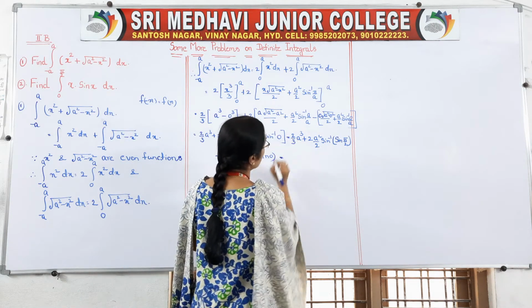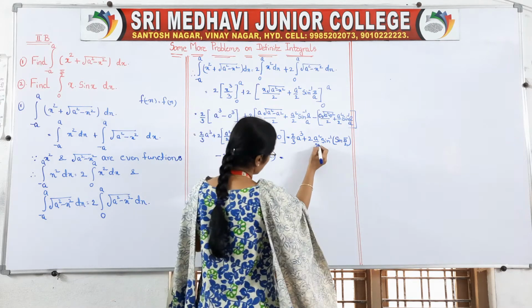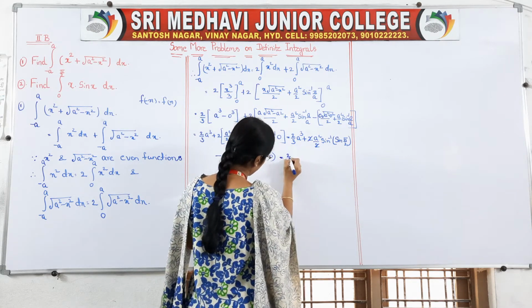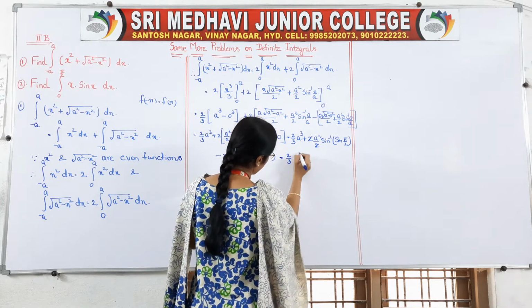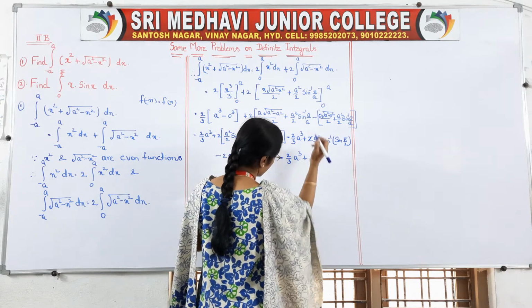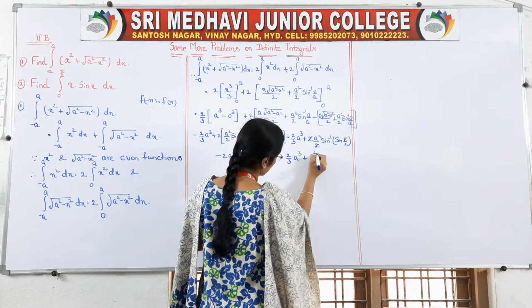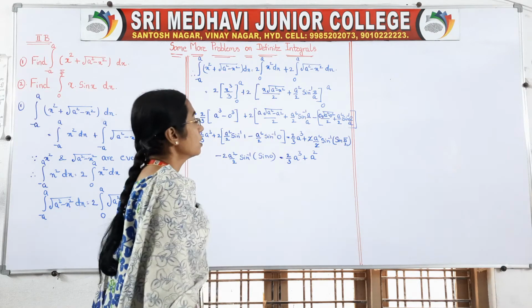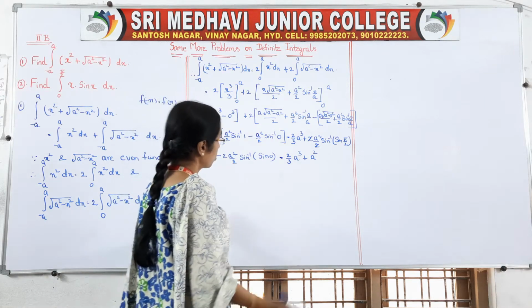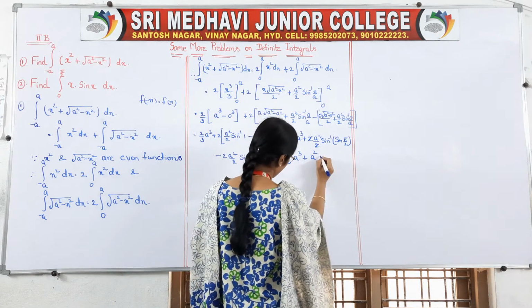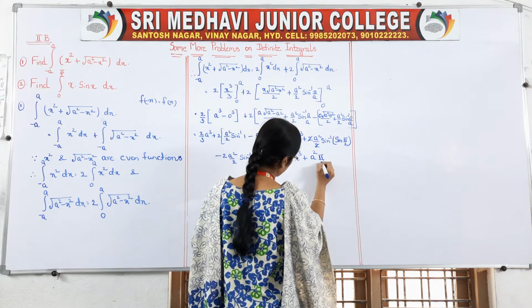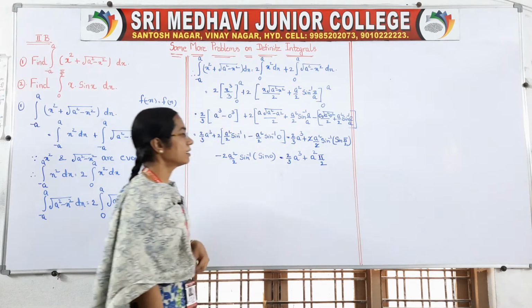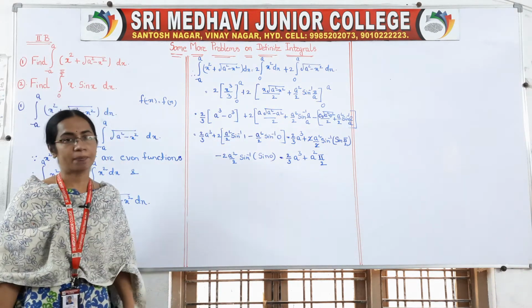So what is the value here? 2 cancels, it is 2 by 3 a cube plus a square into sine inverse sine, so it is nothing but pi by 2. Sine inverse sine cancel. This is your answer.